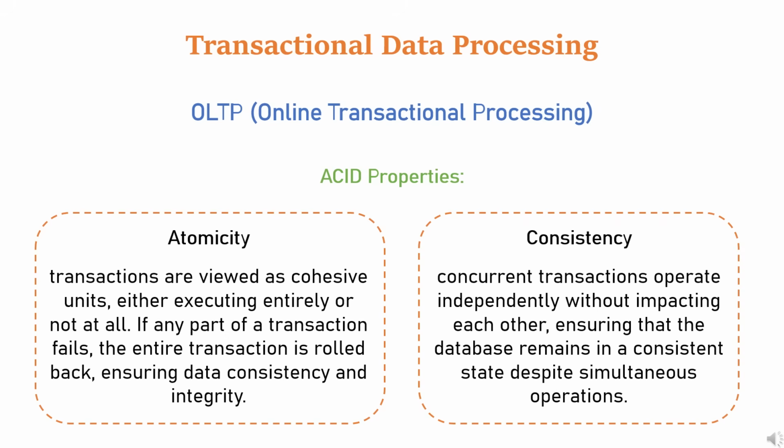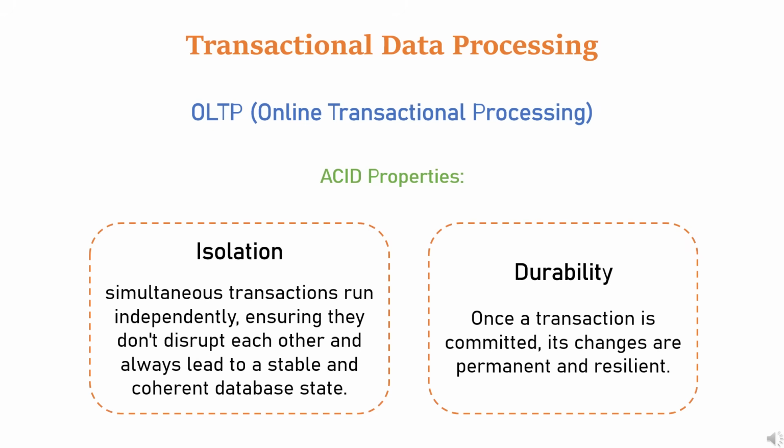Consistency. Concurrent transactions operate independently without impacting each other, ensuring that the database remains in a consistent state despite simultaneous operations. Isolation. Simultaneous transactions run independently, ensuring they don't disrupt each other and always lead to a stable and coherent database state. Durability. Once a transaction is committed, its changes are permanent and resilient.